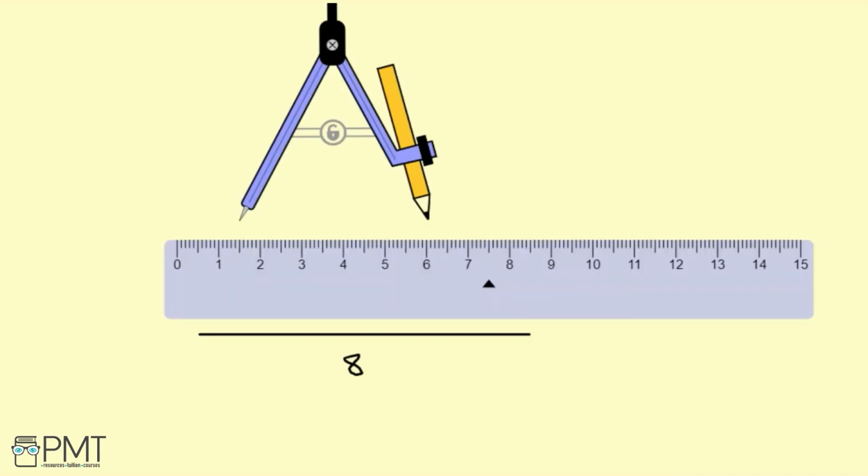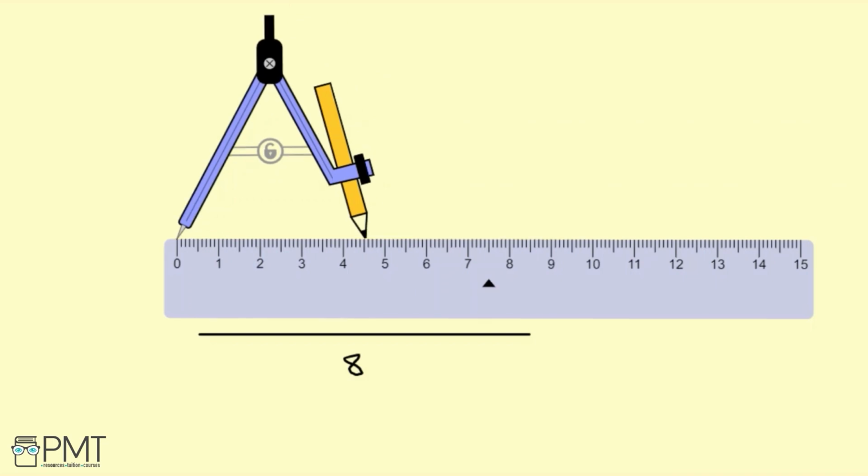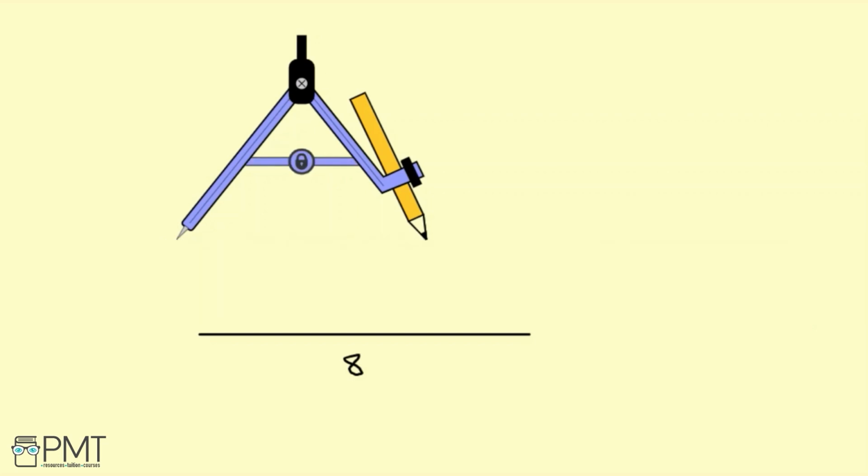We need to use our ruler and compass. The first thing that we need to do is to expand our compass so that the compass has a length of 6 cm. We'll start by placing the needle at 0 cm on the ruler, and we'll expand our compass until the pencil reaches the 6 cm mark on our ruler. Now we've set our compass to a length of 6 cm, which we can now lock in place. And we can use this compass in order to draw the triangle.